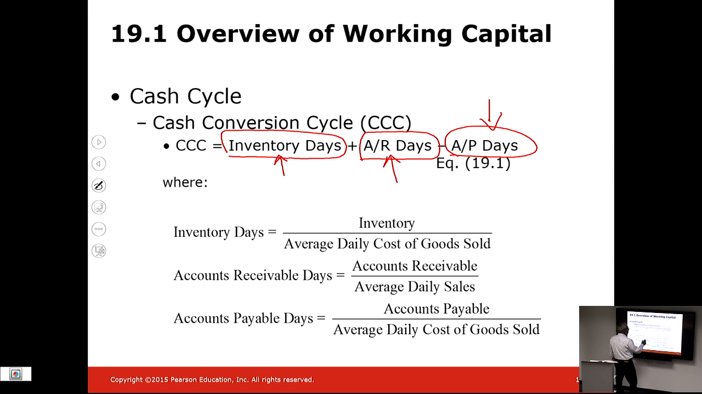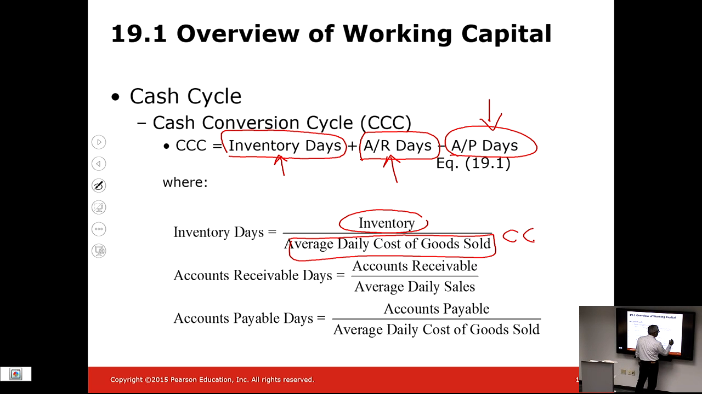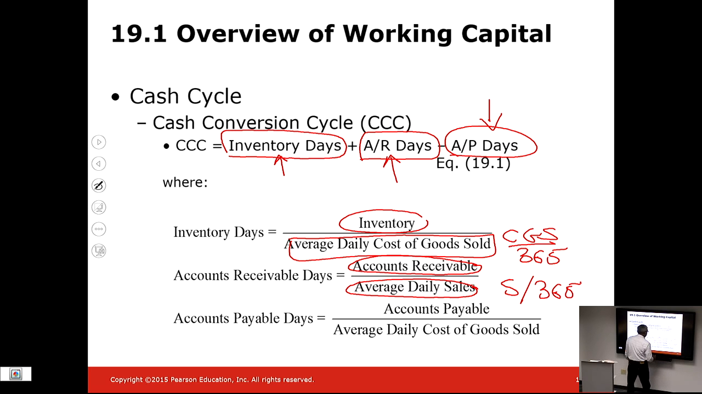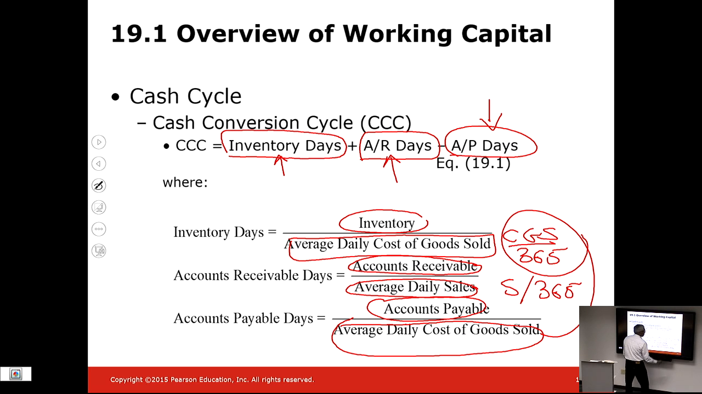So with the way we calculate inventory days, this is a recap from our financial ratios chapter. We take inventory, which comes from the balance sheet, and divide that by average daily cost of goods sold, which is cost of goods sold divided by 365, the number of days in a year. Similarly, accounts receivable days: we take accounts receivable and divide that by average daily sales, which would be sales divided by 365. And then accounts payable, same thing: accounts payable divided by average daily cost of goods sold, which is back to this formula over here. So that's how we are calculating inventory.